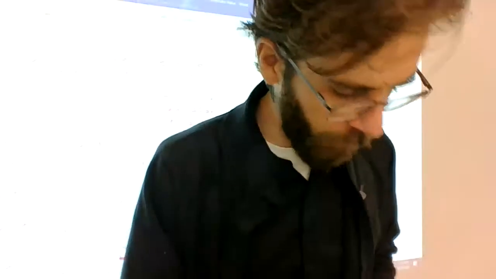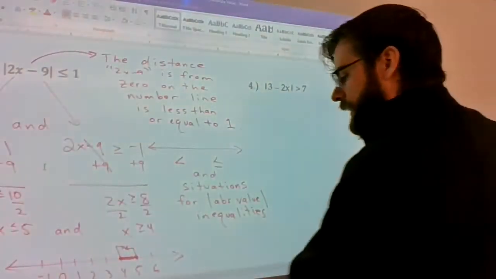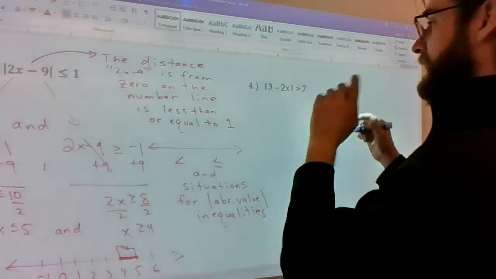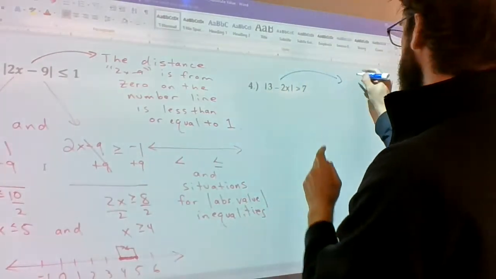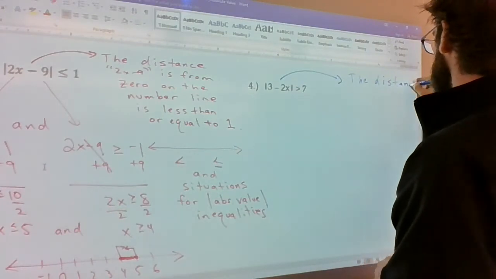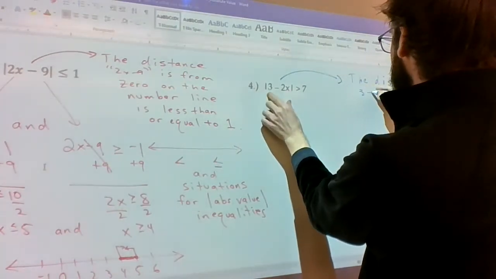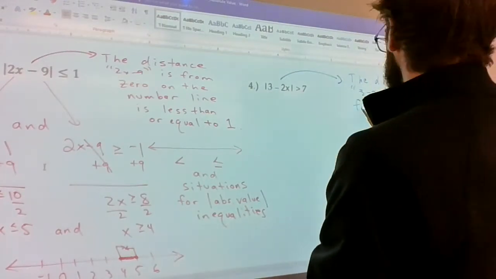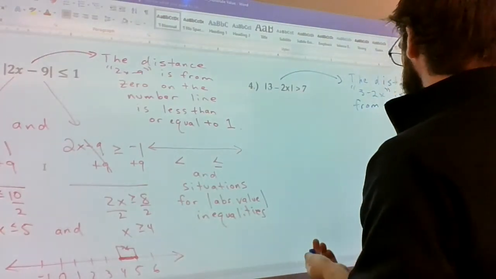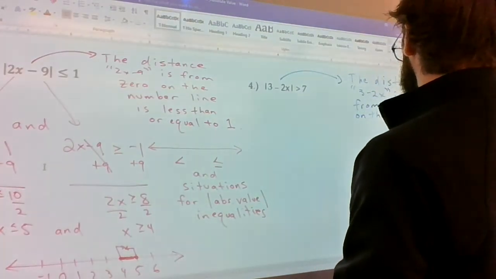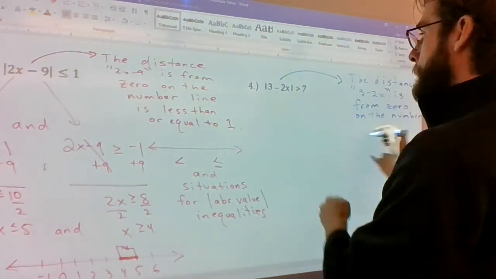Okay, let's try number 4. Number 4 starts out as greater than, which means this is saying the distance 3 minus 2x is from 0 on the number line bigger than 7.